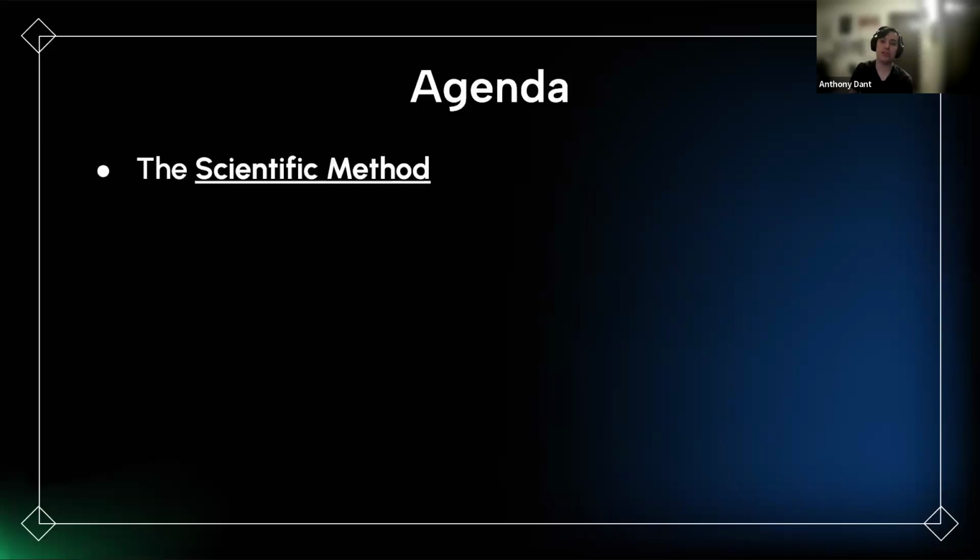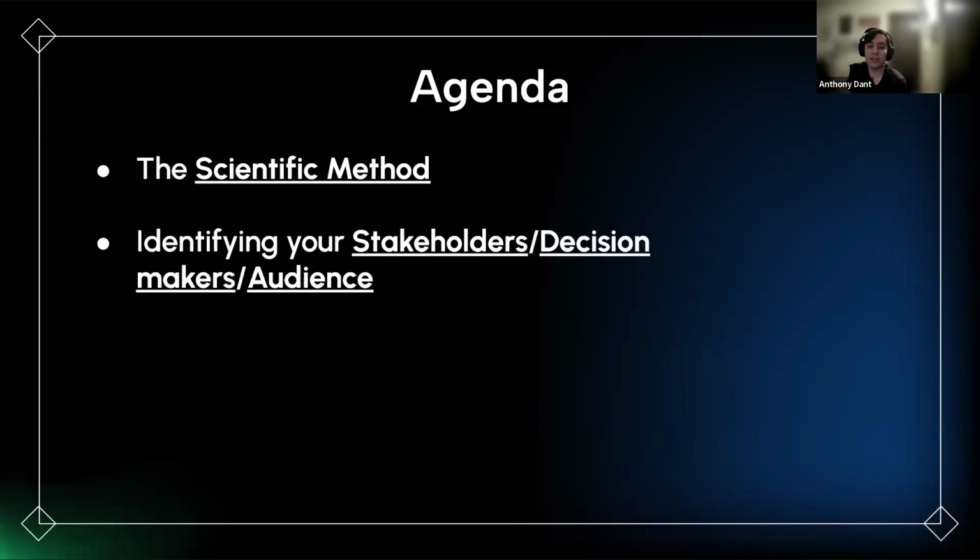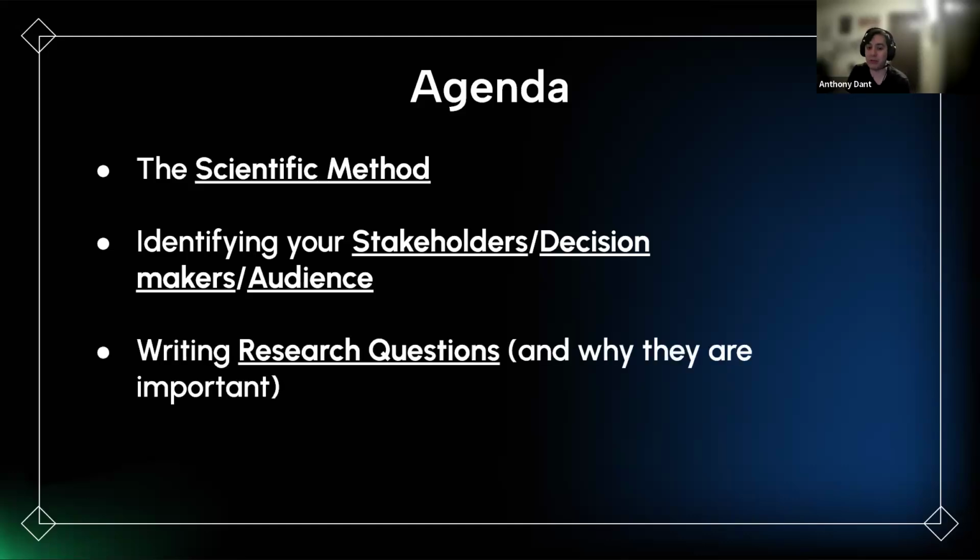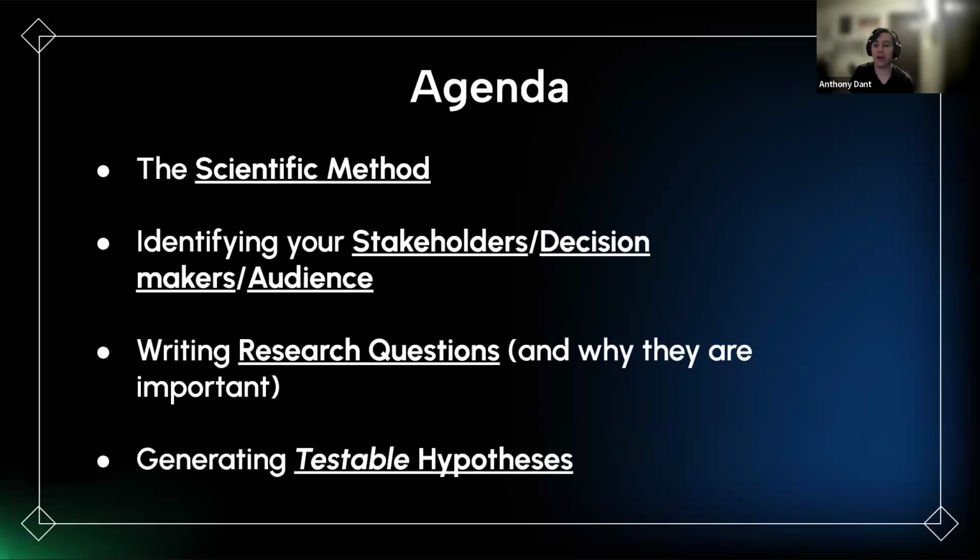As I briefly mentioned, the agenda today is going to look at the scientific method, specifically what the different portions of it are and how they may relate to your own scientific discoveries and processes throughout OFIS. This is going to include identifying stakeholders, decision makers, and your audience, and we'll go into a little further discussion of what those mean in regards to your own projects. And then finally, writing research questions, why they are important and the best way to write them, and also generating testable hypotheses related to your research questions.